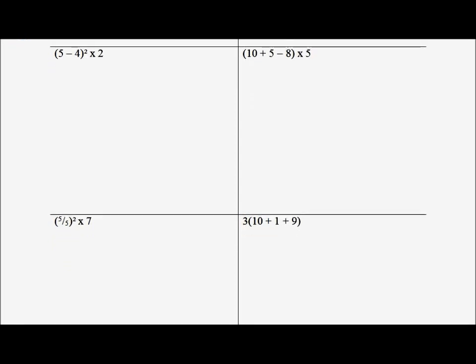Okay, now I have something that occurs in parentheses. I have 5 minus 4. 5 minus 4 is just 1. Then I had that exponent, second power, times 2. Now I have to evaluate the exponent. Okay, 1 to the second power is just 1 times 2. 1 times 2 is 2.